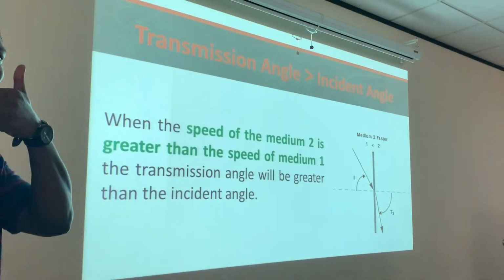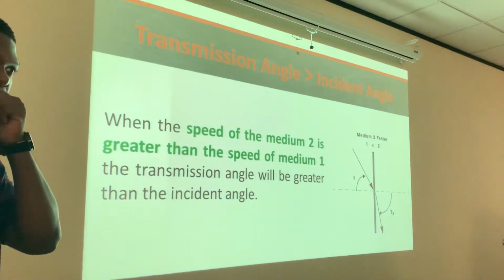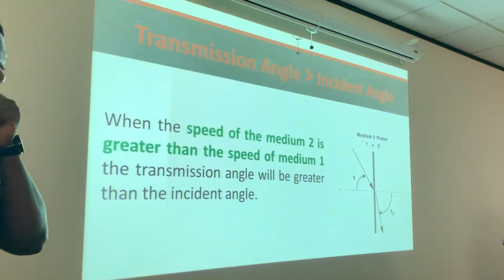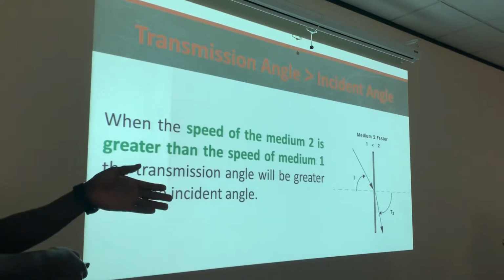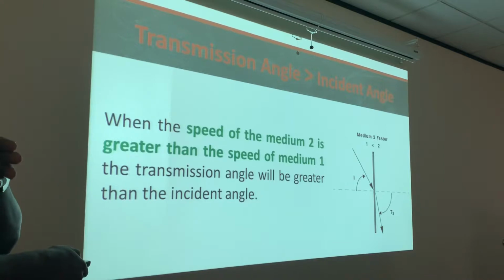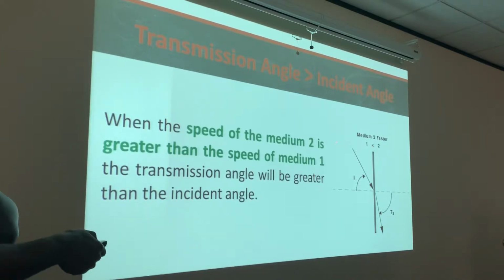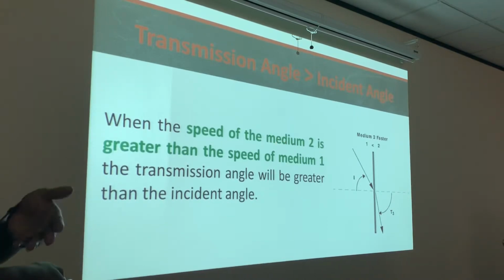That's exactly the same as saying the one with the greater speed. Speed of medium 2, which is our transmitted side, right? That's our transmission. It's medium 2. Remember, it's going from 1 to 2. So can I go from 2 to 1? No, it can't, because it can't go from transmission to incident.